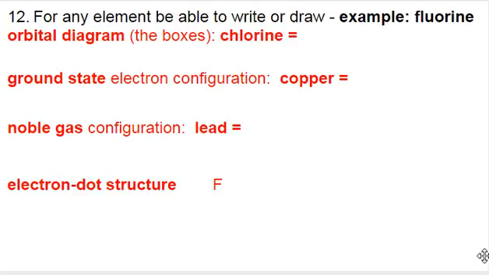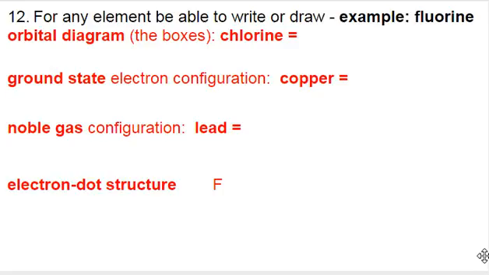Number 12, for any element be able to write or draw, depending upon what you're being asked to do, the orbital diagram, the ground state configuration, the noble gas, or the electron dot. And again, you will have a helping hand. The last page of your test, you'll be able to tear off, and it'll have those examples for lithium to remind you: ground states with the exponents, orbital diagrams, the boxes, noble gases when you shorten up the ground state by using a noble gas. And the dot diagram is just that, it's just dots.